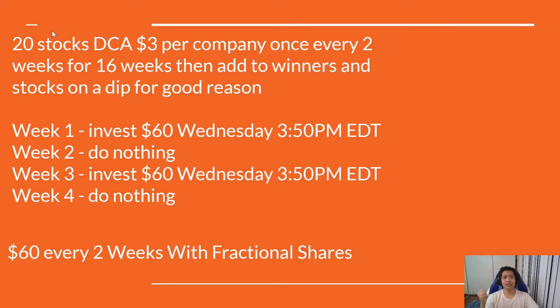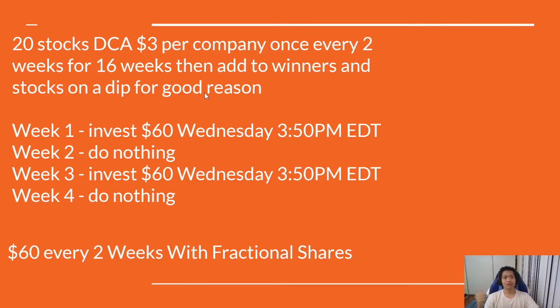So for this, we're going to be doing 20 stocks, DCA, that's dollar cost average. That's like buy a little bit every few weeks, or you could do it every few months. For this one, we're going to be doing it every 2 weeks for 16 weeks in order to get our positions full. That's like we're going to invest the maximum we want to invest in each company for the starting amount. And then after that, we're going to add to the winners and also add to the stocks on a dip when it's dipping for a good reason. Not a bad reason, a good reason. And then we'll get into that once we see it in the future.